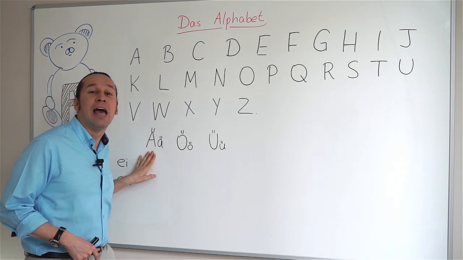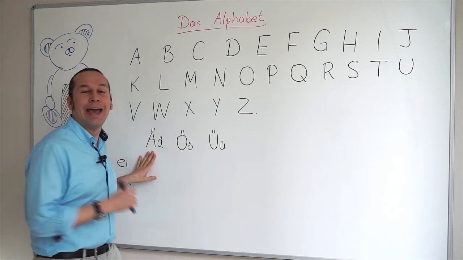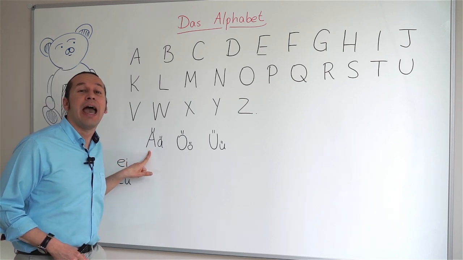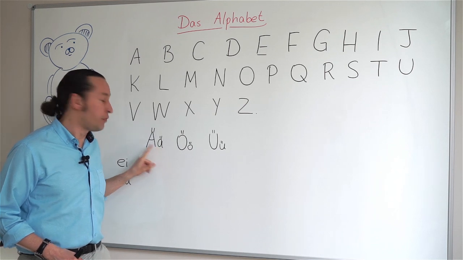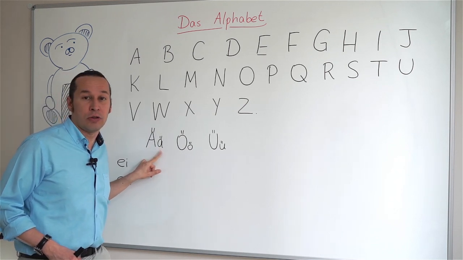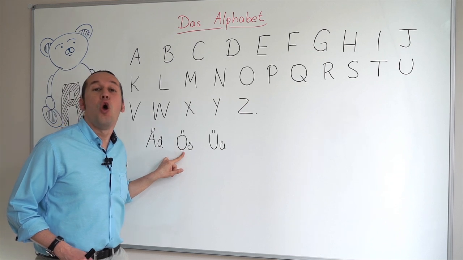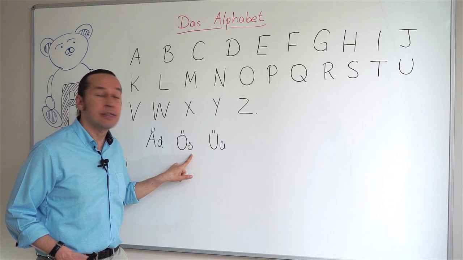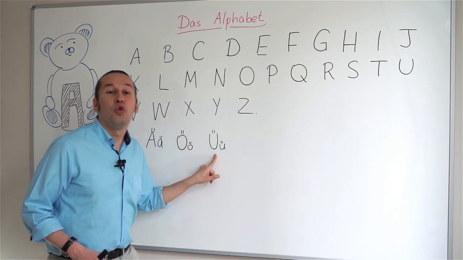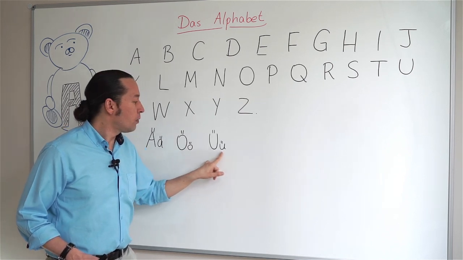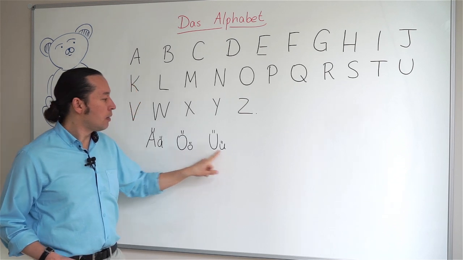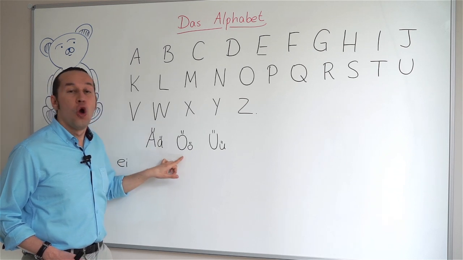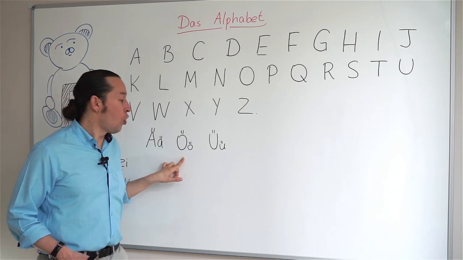This is Ä, which is a sharp A. Please repeat after me. Ä, Ä. And the small version of this would be ä also. And this, Ö, Ö. And the small version of this letter is ö. Ö, Ö. And Ü. Please repeat after me. Ä, Ä, Ö, Ö, Ü, Ü.